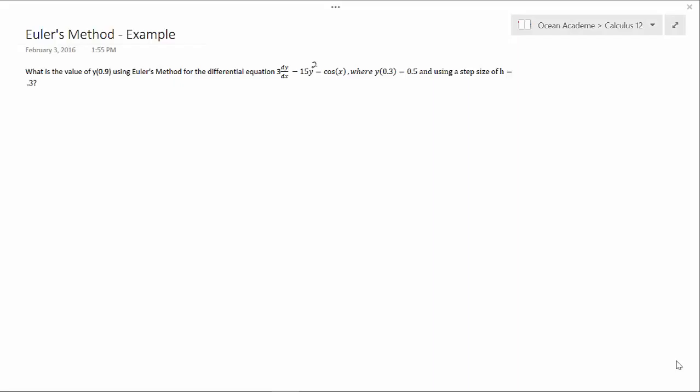First, let me write this down. We've got 3 dy over dx minus 15y squared equals cos x. Now, what I want to do is isolate our dy over dx. So this will be dy over dx equals 1/3 cos x plus 5y squared.